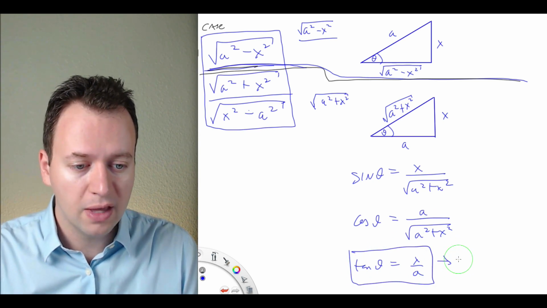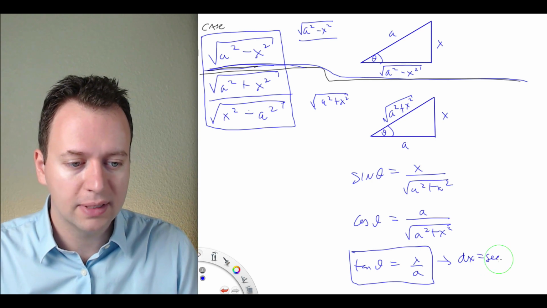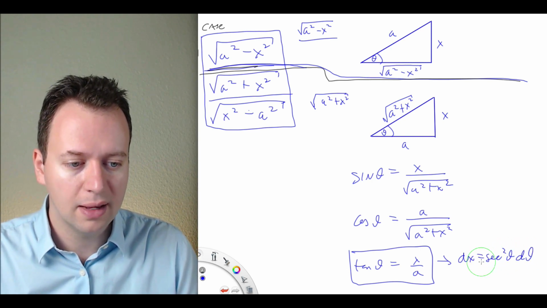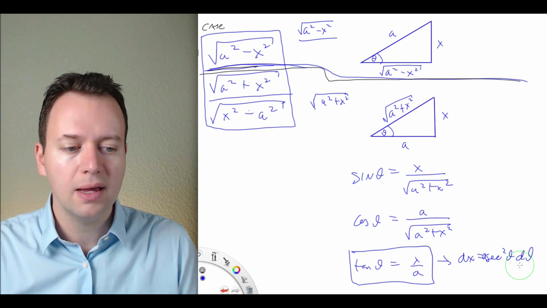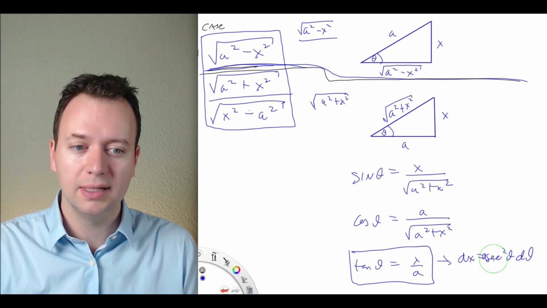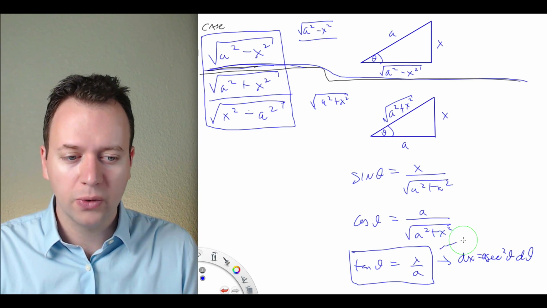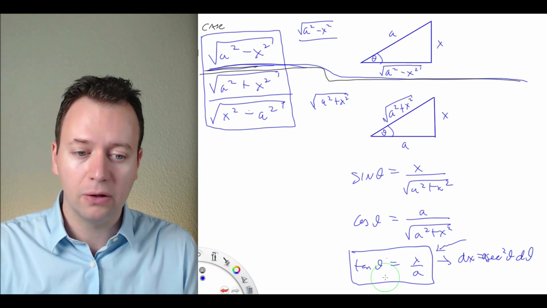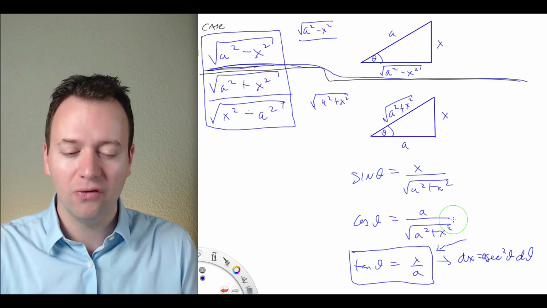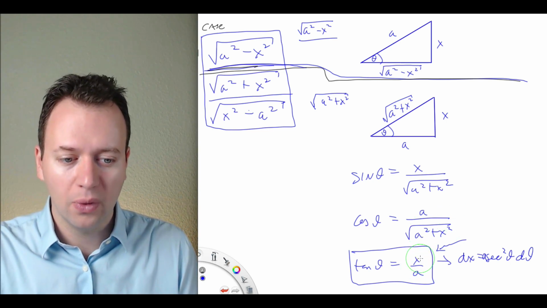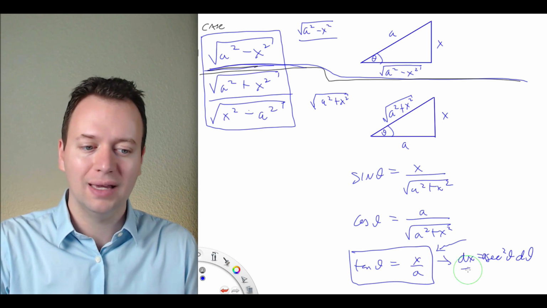So from this, we get dx is equal to secant squared theta d theta. Well, we need an a in there: a times secant squared theta d theta, because the derivative of tangent is secant squared. Remember, you always write down all three relations, sine, cosine, tangent, and then pick the one that only involves an x and does not involve a square root. For the one that only involves an x, differentiate that to get your differential.